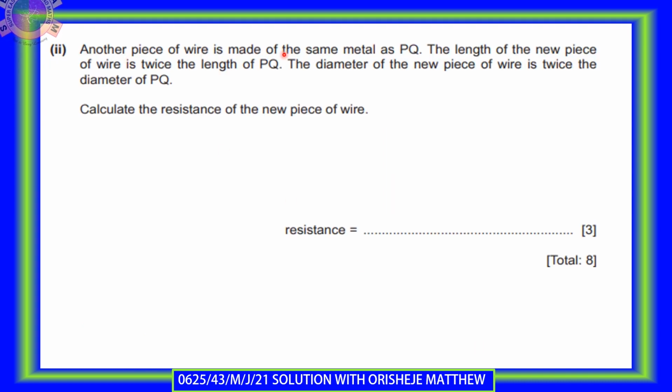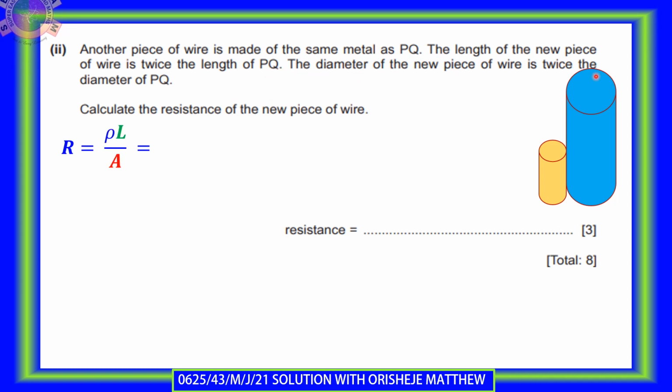Another wire is made of the same metal as PQ. The length of the new wire is twice the length of PQ, and the diameter of the new wire is twice the diameter of PQ. So let's assume the yellow one was the original length, and this blue one represents a wire that is twice the length of the yellow one, with a diameter also twice this. So if the diameter of this is 1 cm, the diameter of the blue one will be 2 cm.